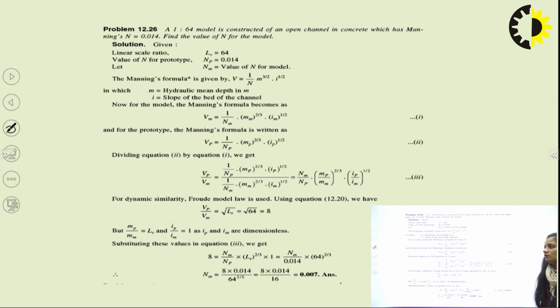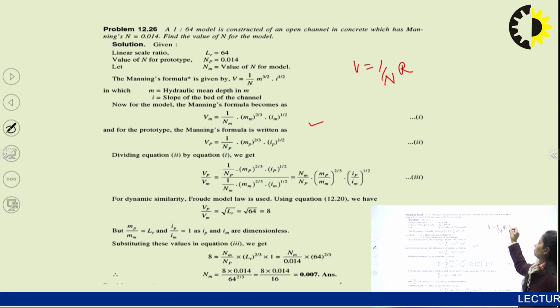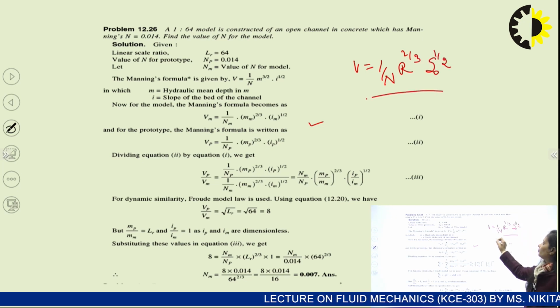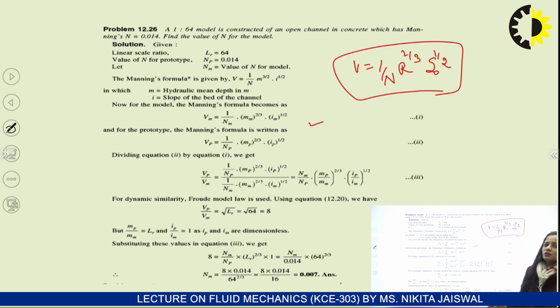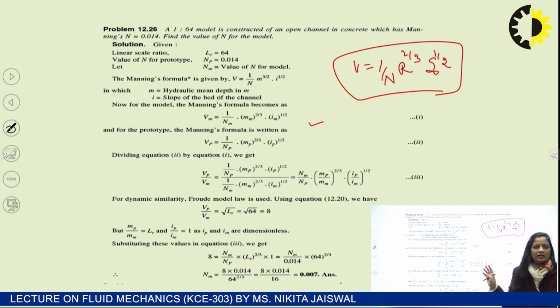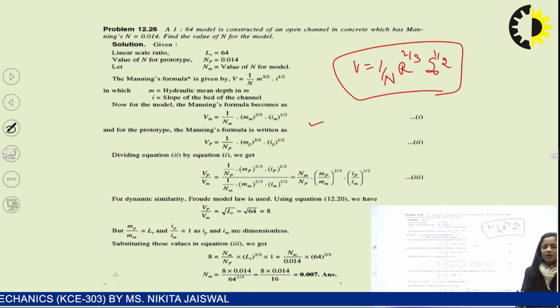So for solving this kind of question, we go to the open channel flow chapter, where we find, or I am going to tell you here also, that the velocity is equal to 1 by n, R to the power 2 by 3, and S naught to the power 1 by 2. So this is the velocity in open channel flow. It is actually Manning's formula. Now n is your Manning's coefficient, R is your hydraulic radius, and S naught is your slope.